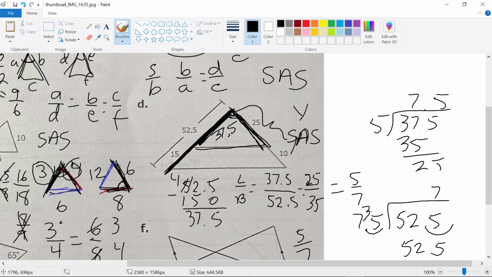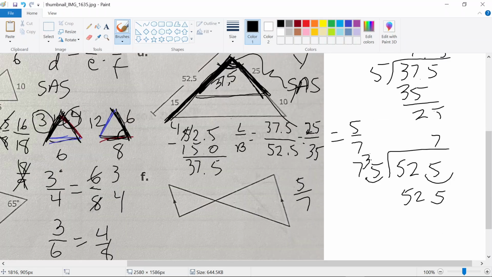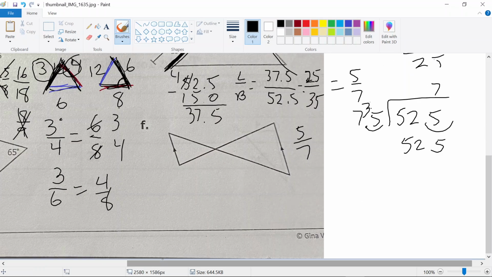You could have also just 37.5 divided by 52.5, see what that number is. And then on your calculator, 25 divided by 35, see what that number is. They'd be the same. So you know these are similar triangles because that angle's the same. The ratio of small to big, or big to small, whichever way you want to say it, is equal to the ratio of small to big. I did small to big, or little to big. All right, let's go to the next one.